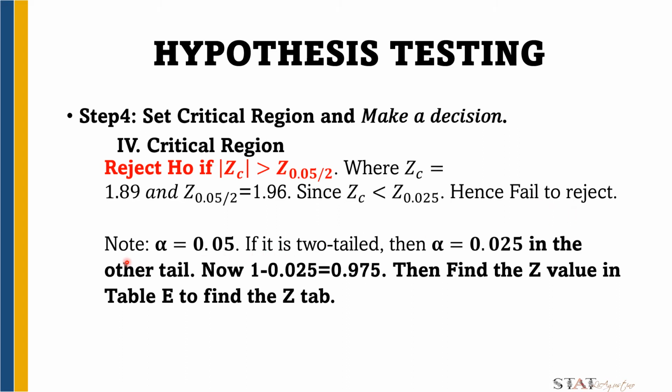So note this, that alpha is equal to 0.05. If it is two-tailed, then alpha is equal to 0.025 in each tail. Now, our distribution's total probability is 1. So 1 minus 0.025 is equal to 0.975. Then with this p-value, find the corresponding z-value in table E to find the z tabulated value.